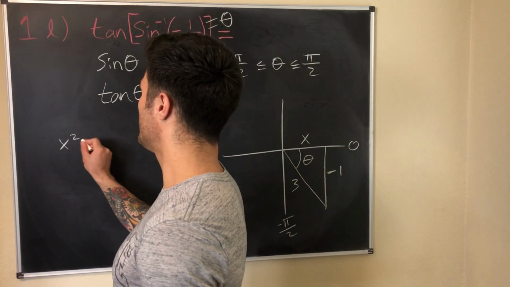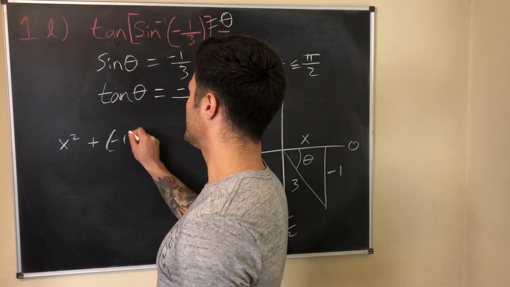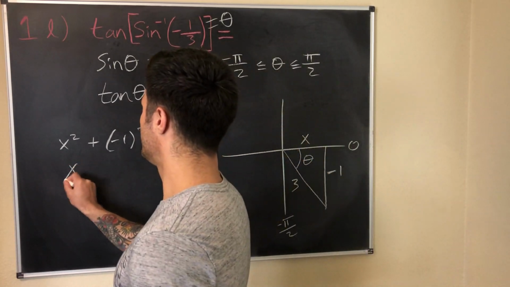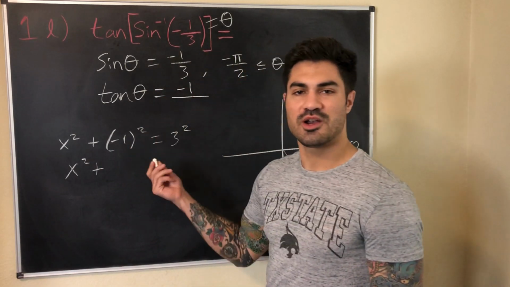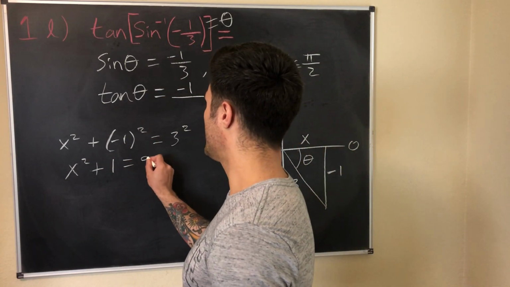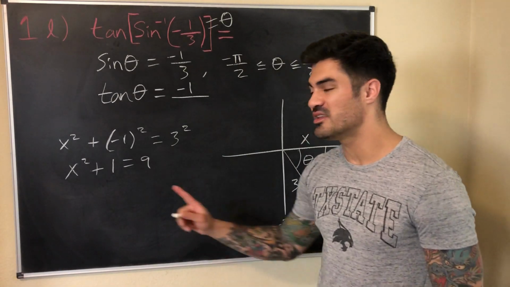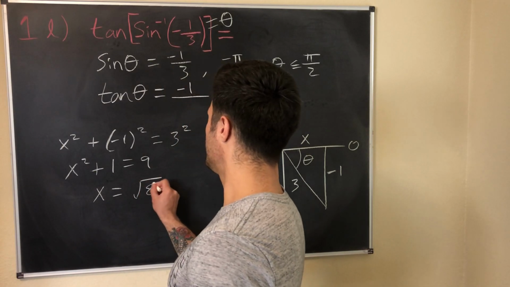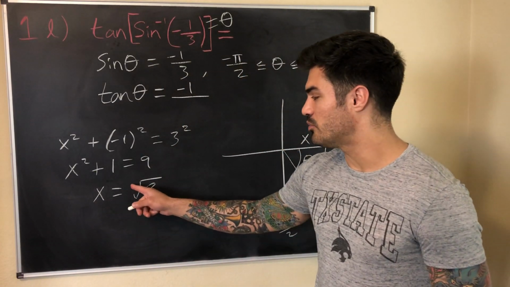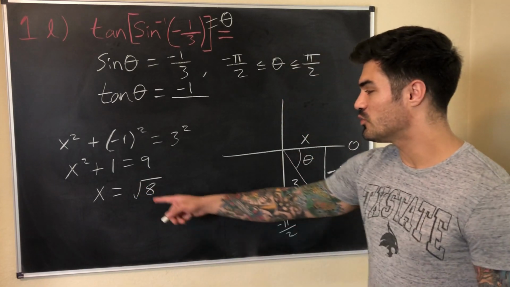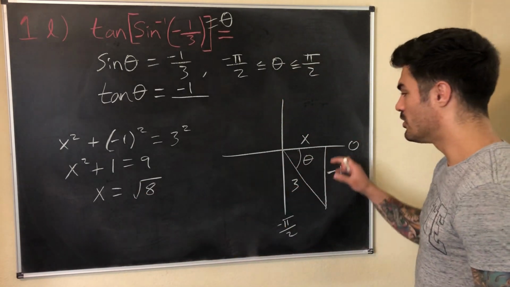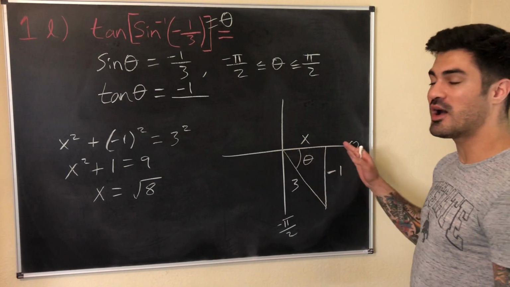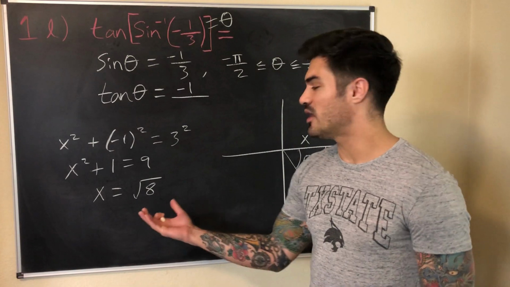We use Pythagorean theorem off to the side here. X squared plus negative 1 squared equals 3 squared. So I can write this as x squared plus, negative 1 squared is just positive 1. 3 squared is 9. So if I subtract 1 from both sides and then square root both sides, I end up with x equals the square root of 8. And now remember, when we square root both sides, we normally write a plus or a minus. But I can determine whether this is positive or negative based on whichever quadrant theta is in. Since we're down here in the fourth quadrant, all of our x values are positive, so therefore this is indeed positive square root of 8.